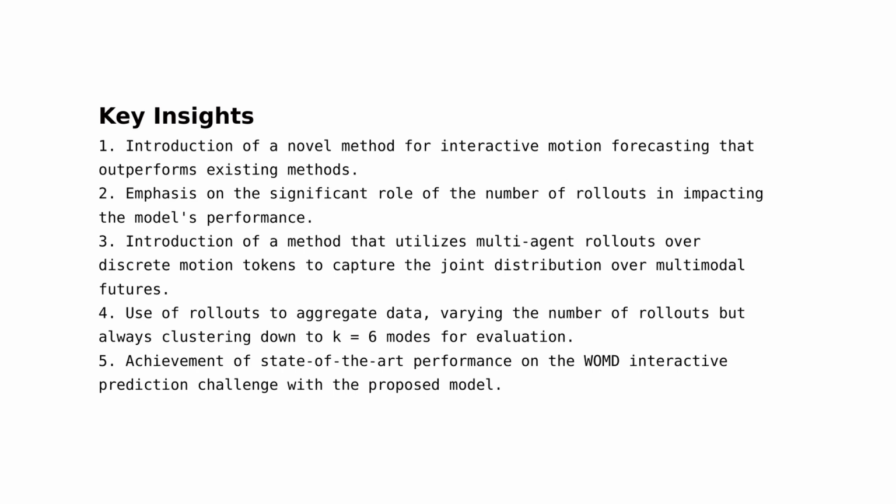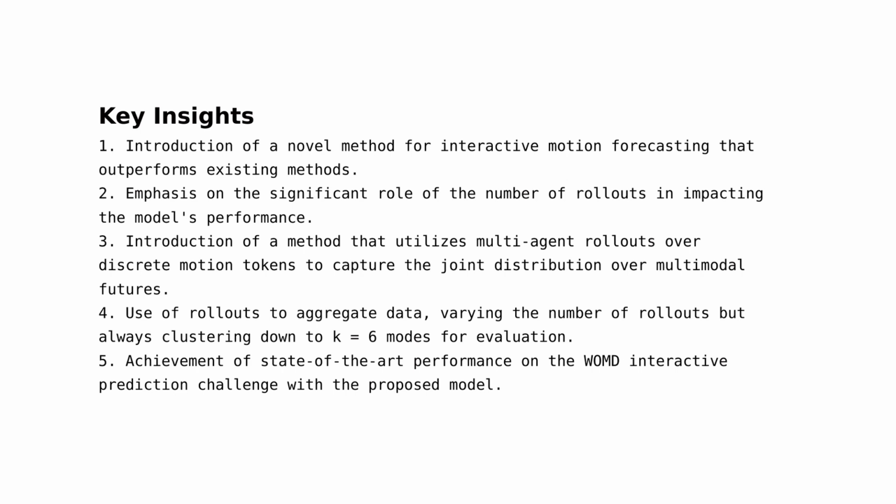Key highlights of the paper. 1. Key insights. The paper presents a novel method for interactive motion forecasting that significantly outperforms existing methods. It emphasizes the importance of the number of rollouts used, as it can greatly impact the model's performance. 2. Key contribution. The paper introduces a method that leverages multi-agent rollouts over discrete motion tokens. This approach is able to capture the joint distribution over multimodal futures, a task that existing methods may struggle with.